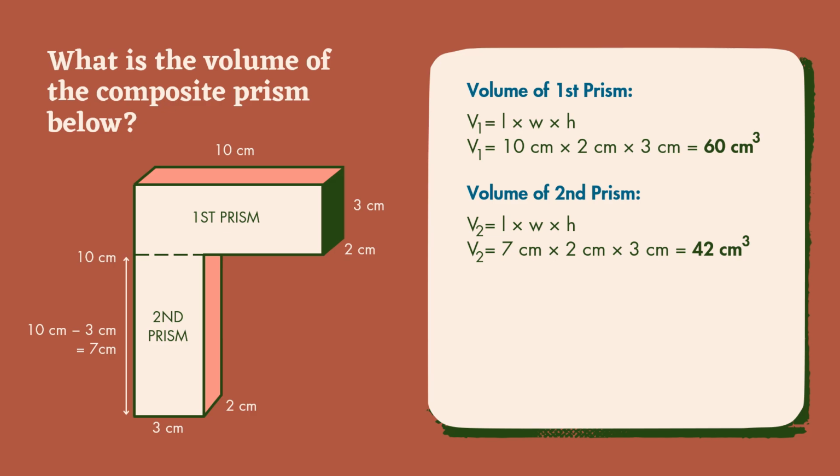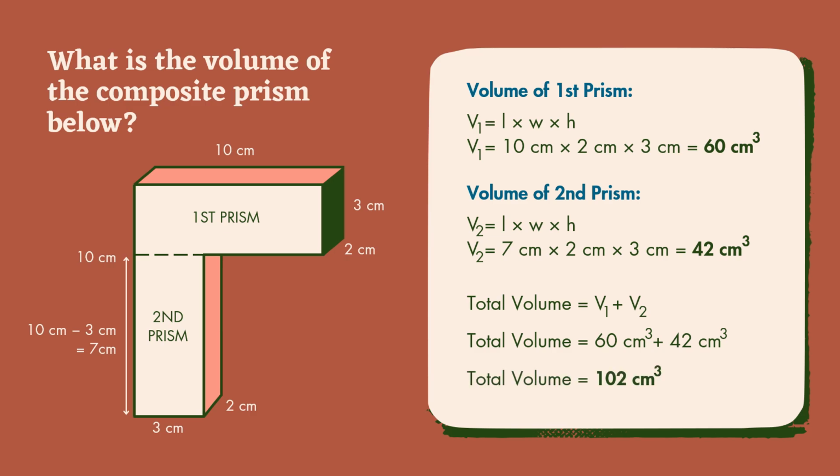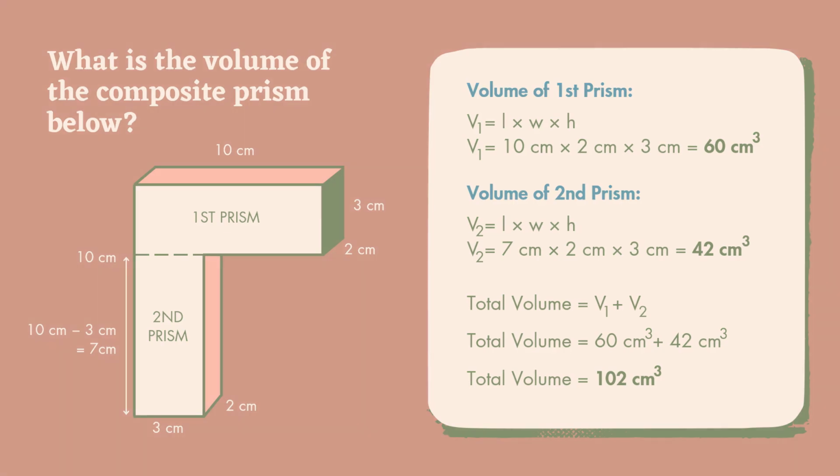After we get the volume of the first prism and the volume of the second prism, we're going to find the total of the two volumes. So volume 1 plus volume 2. Volume 1 is 60 cubic centimeters and volume 2 is 42 cubic centimeters. Then, the volume of this composite prism is equal to 102 cubic centimeters. This is the way we're going to find the volume of a composite prism.